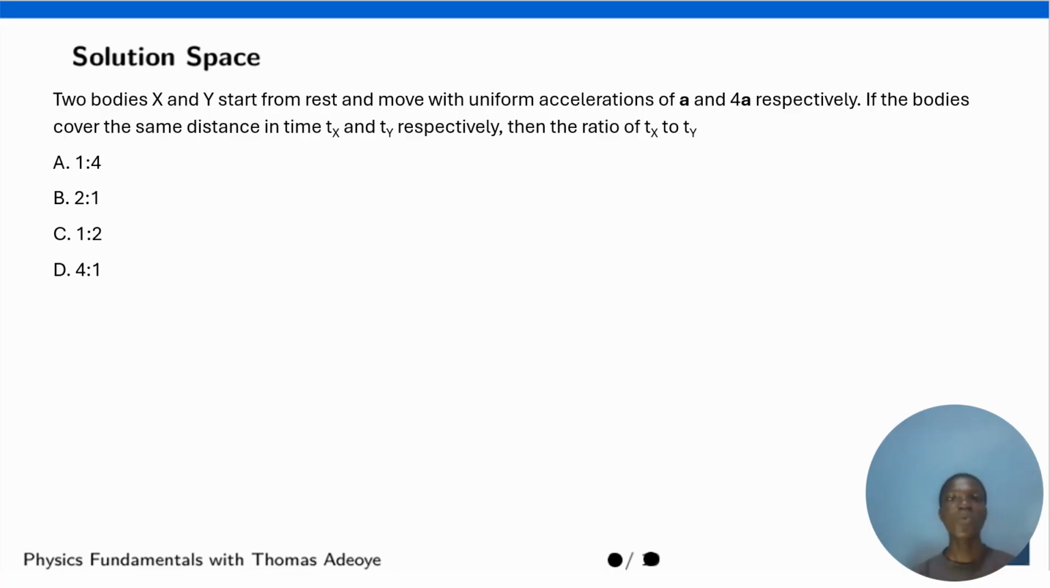Like two bodies which start from rest, now indicate that their initial velocities are 0. They have 0 initial velocity. So they start from rest and move with uniform acceleration.